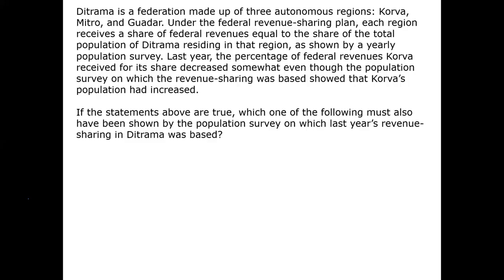Each region receives revenue spread across their population pro rata. Excellent. So, what is the name of the country again? Ditrama. Okay. So, let us say there is a Ditrama which has 3 states, Korva, Metro, and Gwadar. Now, the mechanism that they have in place for federal revenue sharing is that the percentage of revenue that each state will get will be in what proportion?